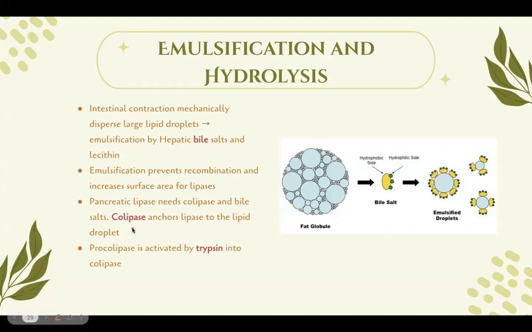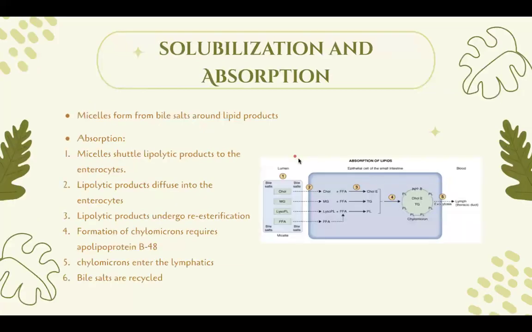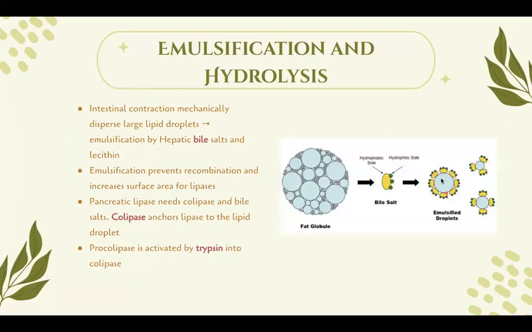Colipase is actually secreted as procolipase, which is inactive, and again needs to be activated to become colipase. It's activated by trypsin. If you remember, trypsin is a pancreatic protease. Procolipase is activated by trypsin to become colipase, and then goes and helps the lipase digest this. Now we have digested all these lipid droplets in here, and we produce these lipid products.